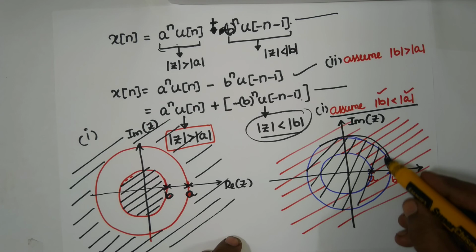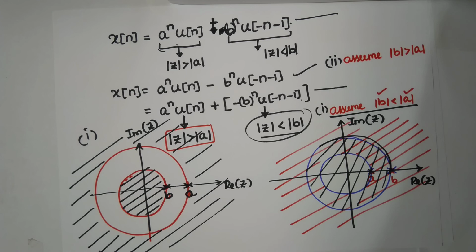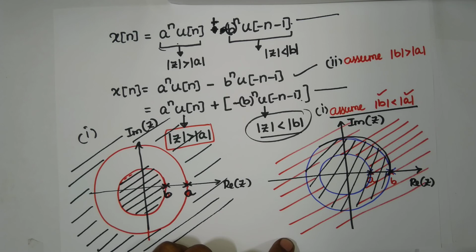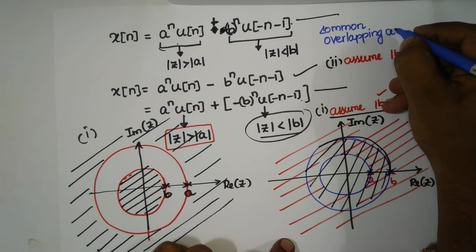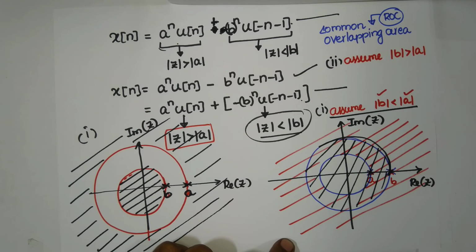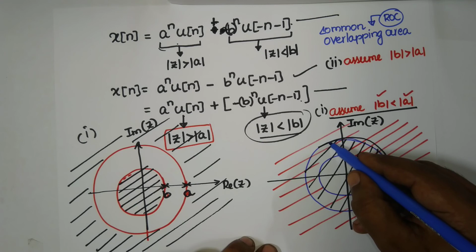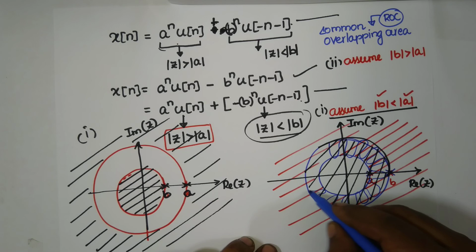But hold on, just hold a second. Now where do you think is your region of convergence? I think I made things a mess. But we have to take the common overlapping area. We have to always consider the common overlapping area. ROC will settle down in the common overlapping area. So the common overlapping area is this, and ROC is defined like this.